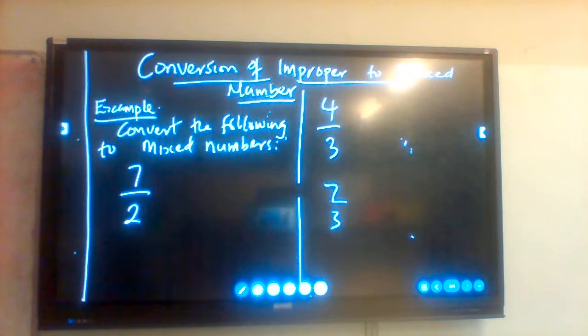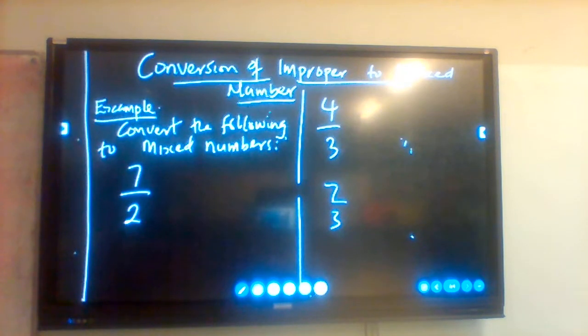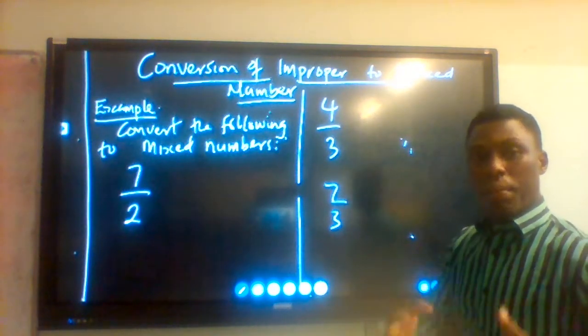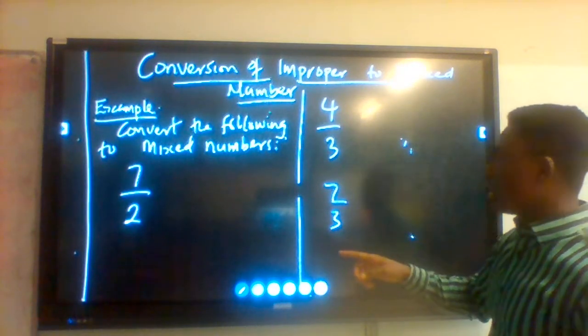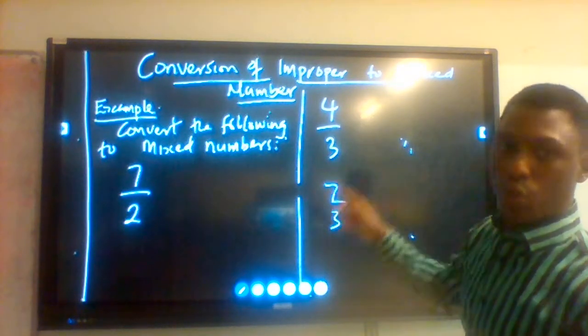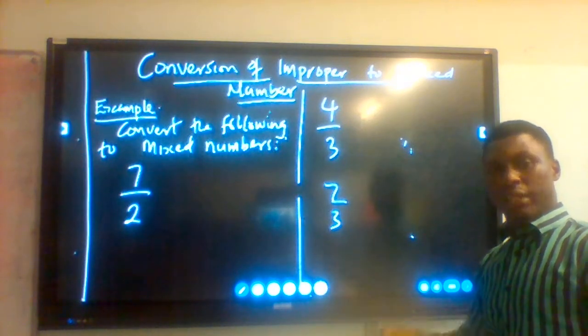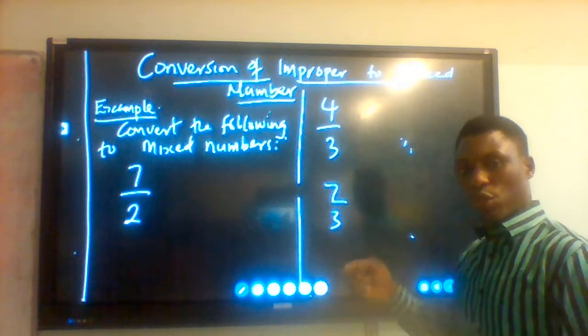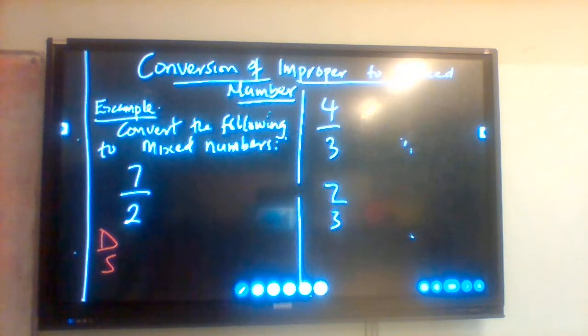This question is telling us, convert the following to mixed numbers. Like we did when we were converting mixed number to improper, we multiply, then we add. What we are going to do now is we divide, then we subtract. The opposite of multiplication is division, and the opposite of addition is subtraction. So we are going to divide, then we subtract.